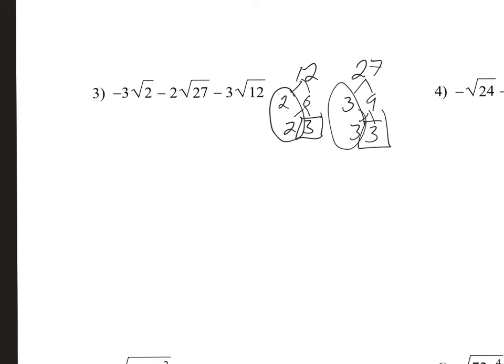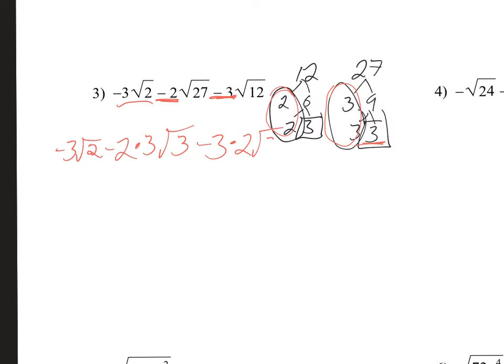So looking at this closer, I'm going to have -3, radical 2 from the beginning. So that's coming from right here. Okay, for 27, I'm going to have -2 coming from right here times 3 coming from this circle, radical 3 coming from this box, minus 3 coming from right here times 2 coming from this circle, radical 3.